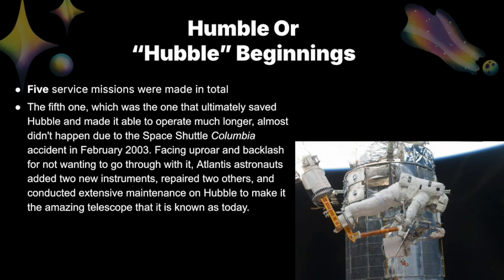So the Atlantis astronauts ended up going back out there to fix Hubble. They added 2 new instruments, repaired 2 others, and conducted extensive maintenance on Hubble to make it the amazing telescope that we know it as today. And then that's a photo of an astronaut fixing it, or out in space about to fix it.